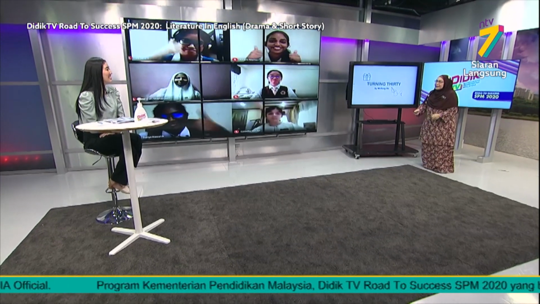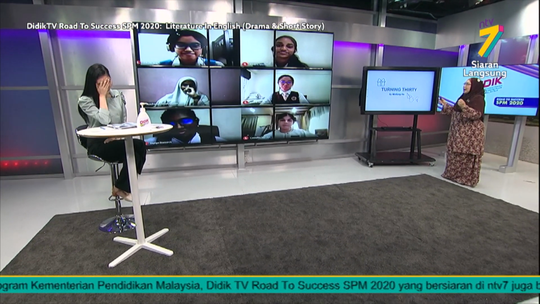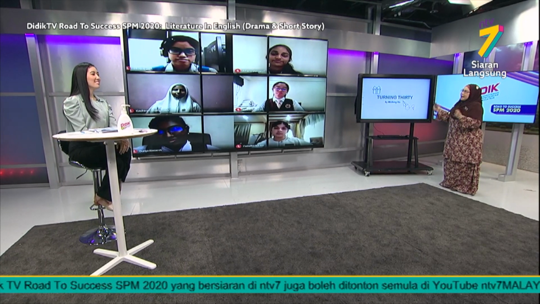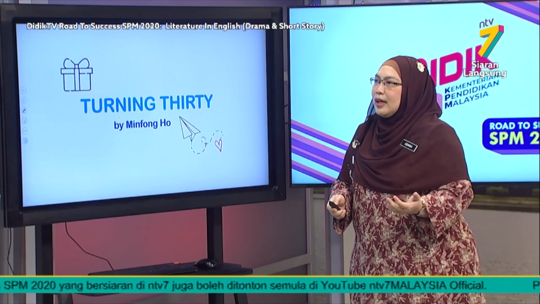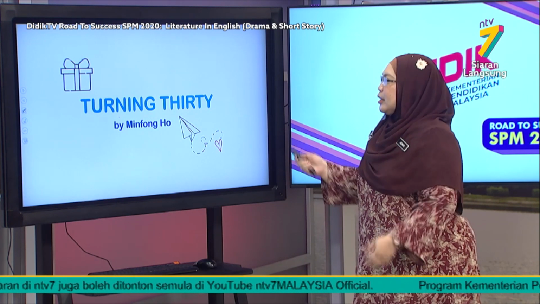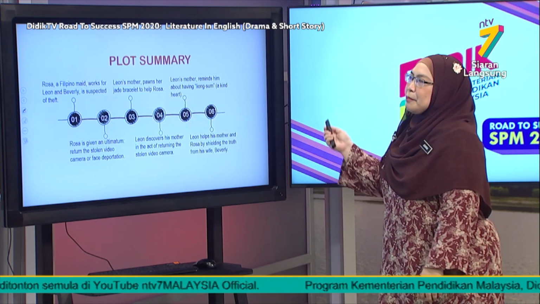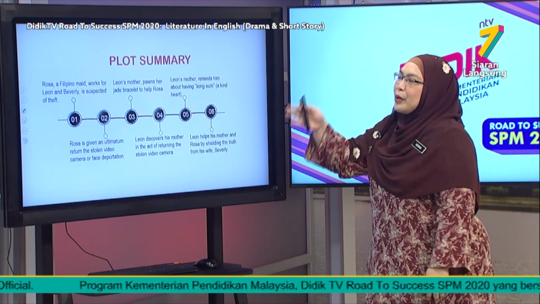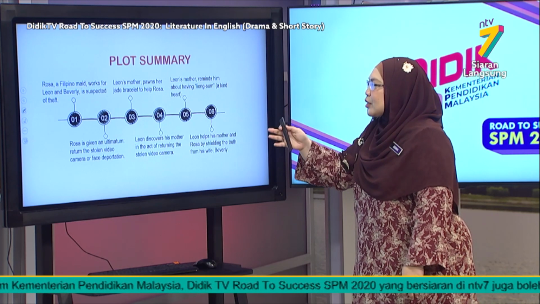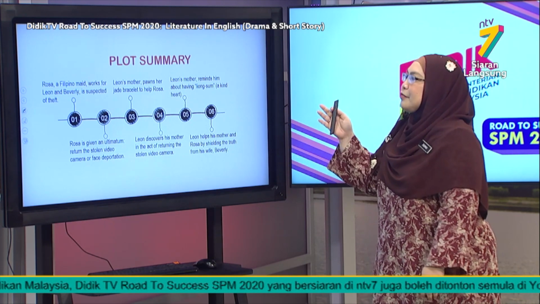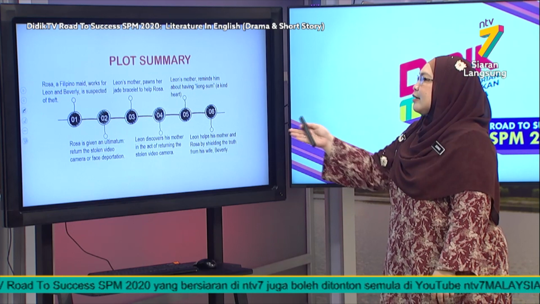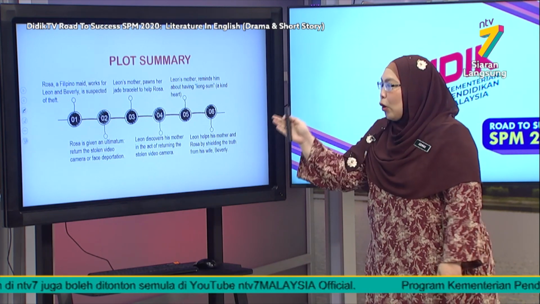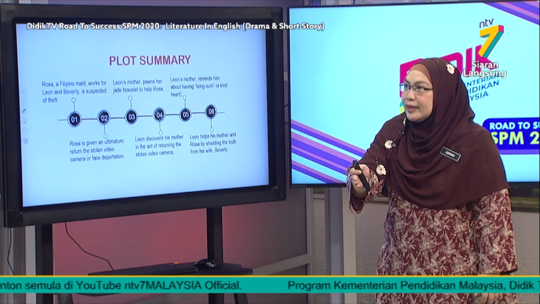The idea of turning 30 should sound like a grand celebration. A birthday party is coming up, and it's such a milestone, right? A milestone to achieve. However, you find in the plot summary, something else happens. The story begins when Rosa, a Filipino maid who works for Leon and Beverly, is suspected of theft, and Rosa is then given an ultimatum. Either she returns the stolen video camera or Beverly will report her.